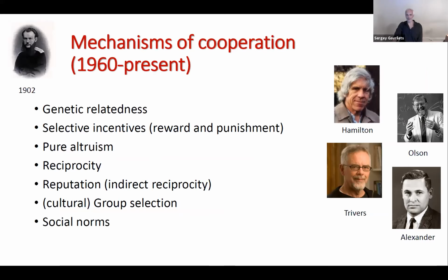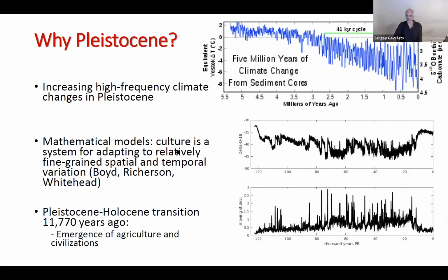As far as studying mechanisms of cooperation, Kropotkin's ideas were kind of forgotten. Even now, his book is not really cited well. But now we know much more. Since the early 60s, cooperation became a very popular topic of research. Now we know a number of different mechanisms of cooperation: genetic relatedness, incentives, pure altruism, reciprocity, reputation, group selection, and social norms.